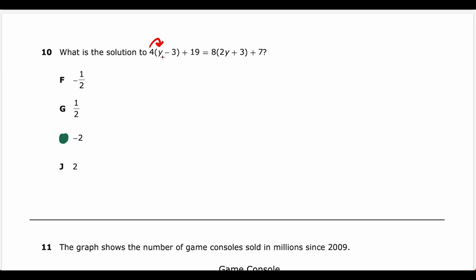So we'll actually solve this out. So we'd have 4 times y, and then we distribute the 4 to the -3. We're going to have -12 here. And then be careful, don't do 4 times 19 because that's not inside the parentheses. Just tack on the plus 19.